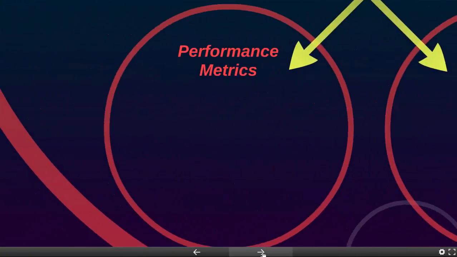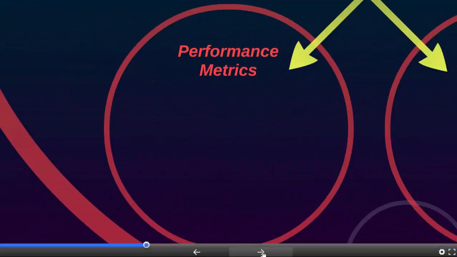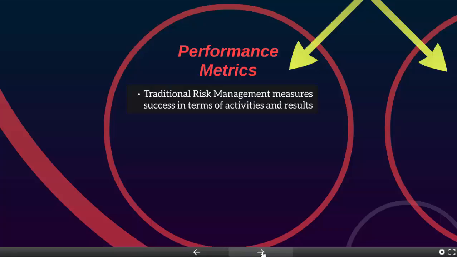Next, we look at performance metrics. Performance metrics are the way that you measure success of your organization. Traditional risk management measures success in terms of both activities and results. In other words, you might ask, as a business, how much do you do in trying to manage your risks?